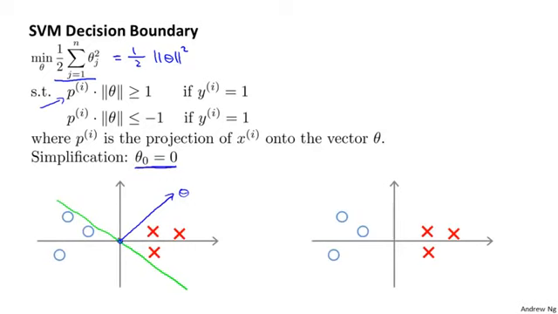By the way, for the simplification that theta 0 equals 0, that just means that the decision boundary has to pass through the origin. Now let's say we train a logistic regression classifier and pass it through a test set, and we find that we get 1% error, so we get 99% correct accuracy. Seems like a really impressive result.